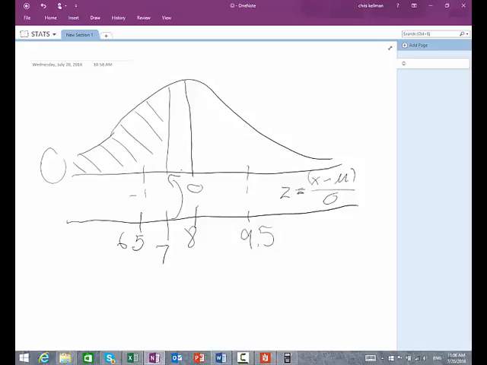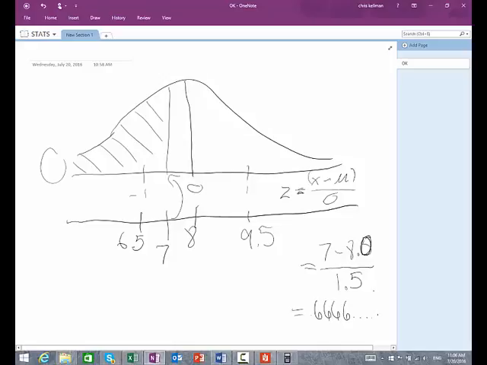Let's plug in the numbers now. The number that we're looking for is the 7 that's written there. We know that our mean is 8.0 and our standard deviation is 1.5. We can probably do this in our heads: 7 minus 8 is minus 1, and minus 1 divided by 1.5 is going to give us 0.6666, because the 6's go on forever. Remember, there's a negative sign there.